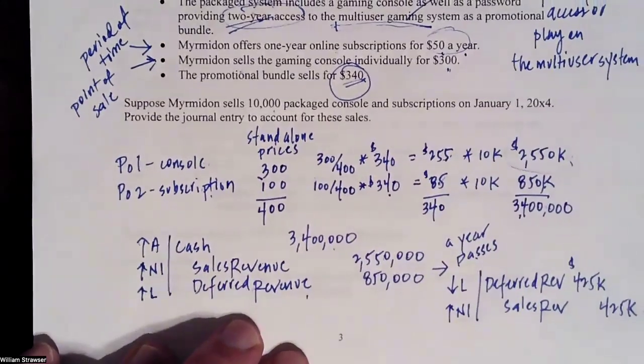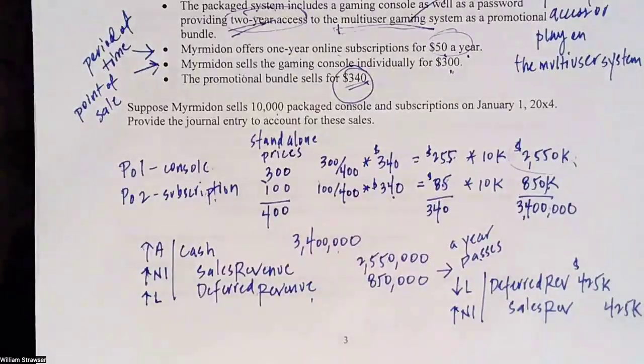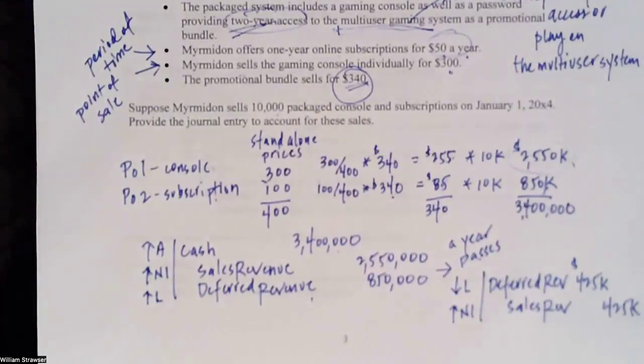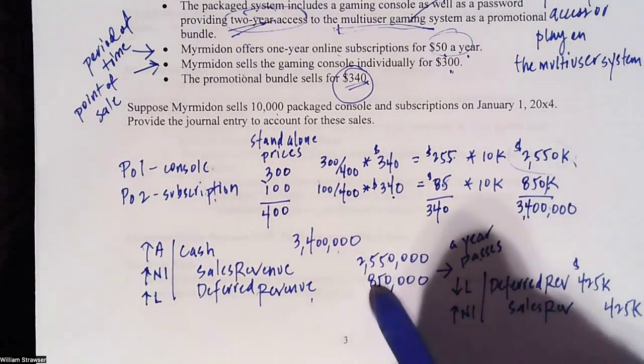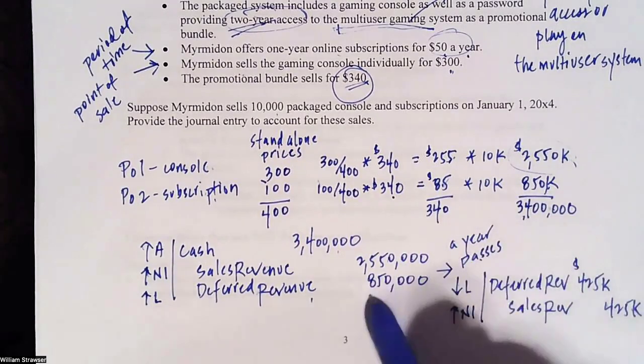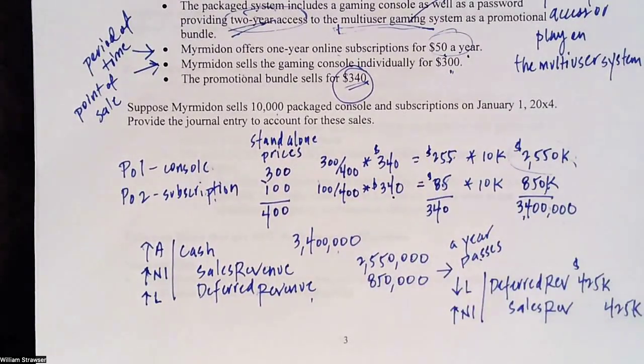But when that occurs, we can then, the next year, debit deferred revenue again for 425, credit sales revenue again for 425 at the second year. And then all of this deferred revenue has been eliminated and in total recognized as sales revenue.